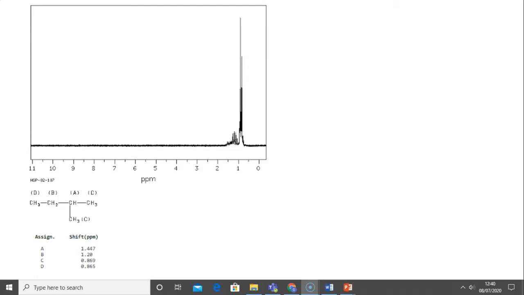Notice the 2 CH3 groups on the end of the molecule, this end here, so these 2 CH3 groups are in the same environment, so these are both environment C.